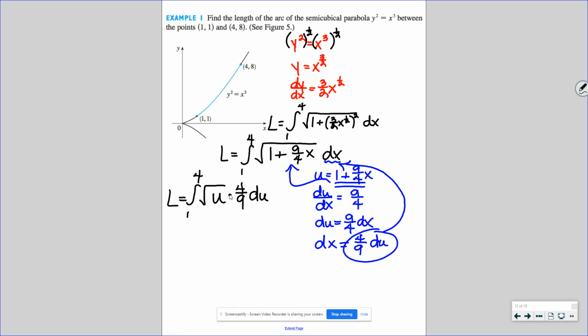Obviously that order is not great. So we'll move the 4/9 to the front. And I think what I'll also do is instead of radical u, I'll call that u to the 1/2 power. Now it's finally looking like something that I can integrate. So we can go ahead and take the antiderivative of u to the 1/2. So that would be, let's see, add 1 to the power, divide by that power. So it's going to be 2/3 u to the 3/2, I believe.